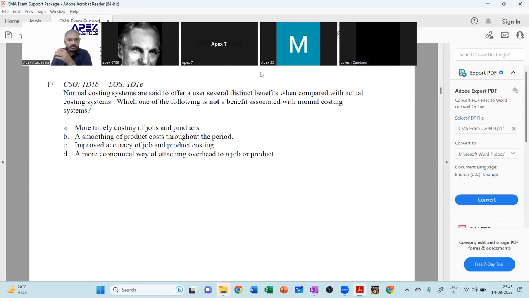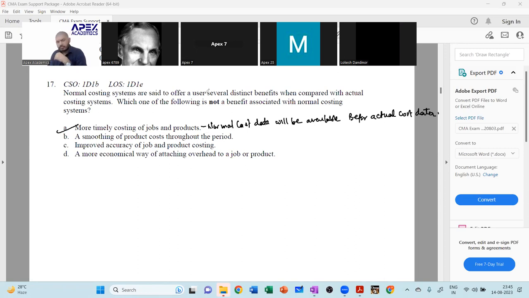Because normal cost data will be available before actual cost data. A smoothing of product costs throughout the period. Yes, it will happen because normal costing uses standard rates. Improved accuracy of job and product costing.